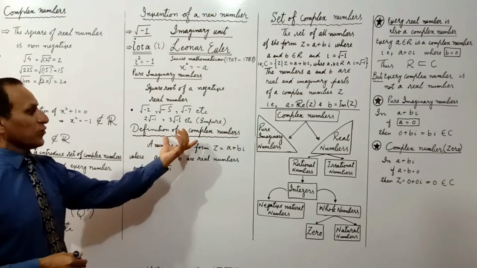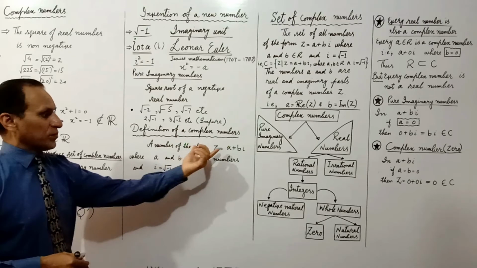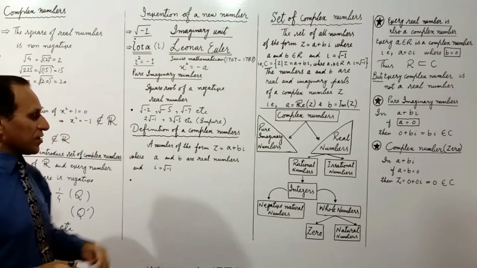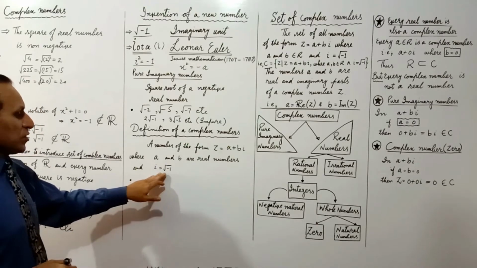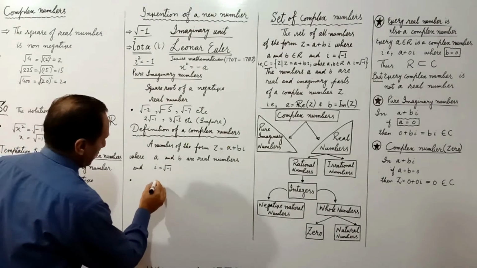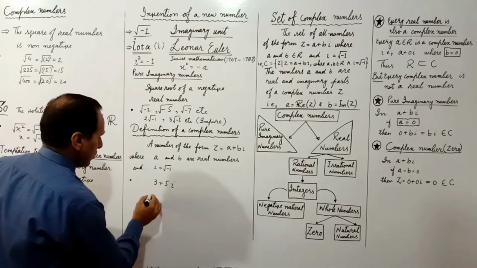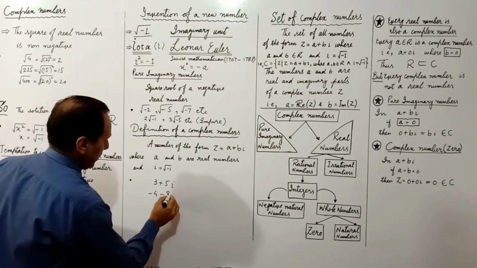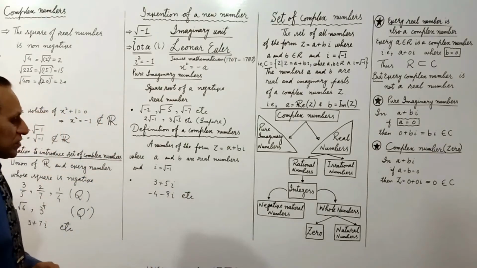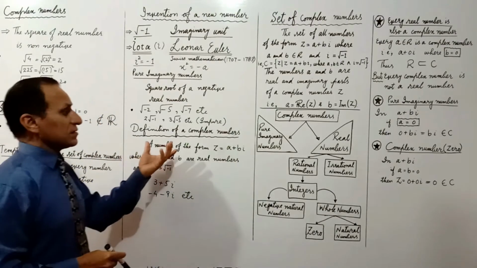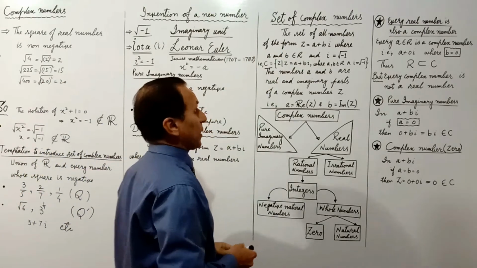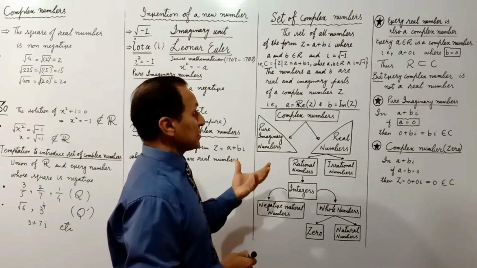Now we discuss the definition of a complex number. A number of the form z is equal to a plus b iota, where a and b are real numbers and iota is equal to the square root of minus 1. For example, numbers of the form like 3 plus 5 iota, minus 4 minus 9 iota, are examples of complex numbers.